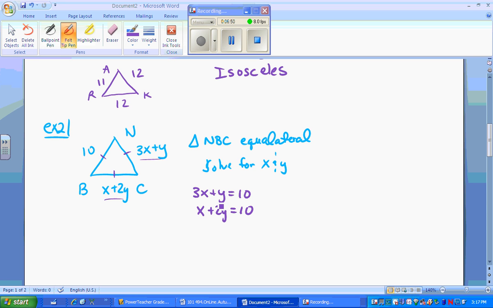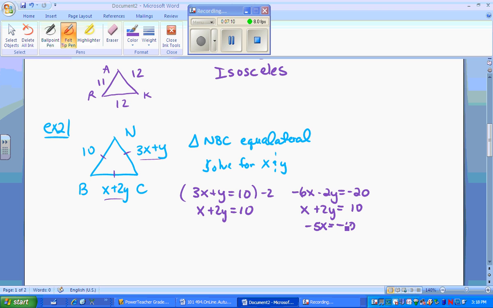Let's solve it. Let's get rid of the y, so I'll multiply the top one by -2. So we get -6x minus 2y equaling -20. The bottom is x plus 2y equaling 10.